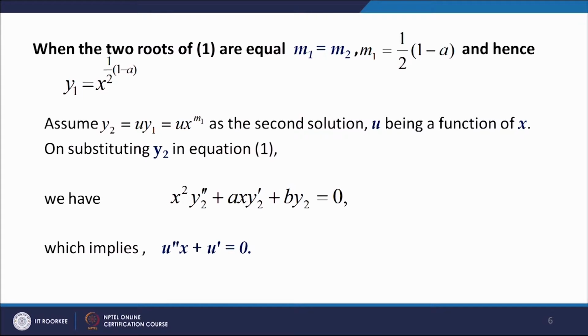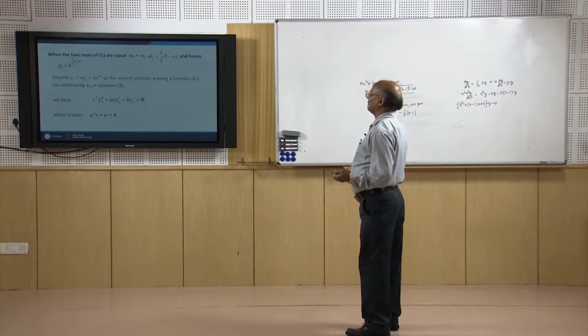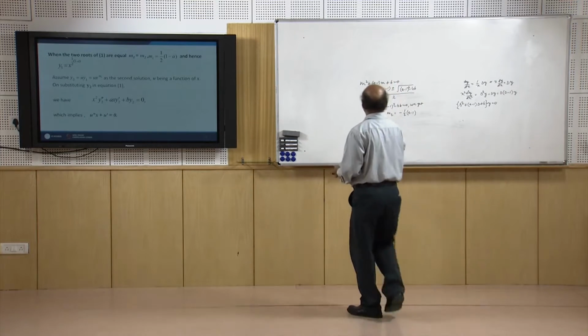Now, let us substitute y2 in equation 1. So, when we substitute y2 in equation 1, since y2 is a solution of that equation, we will get x squared y2 double dash plus a x y2 dash plus b y2 equal to 0. Now, let us see how we get x u double dash plus u dash equal to 0. Once we arrive here, we shall be able to determine the value of u very easily. So, let us see how we arrive here.